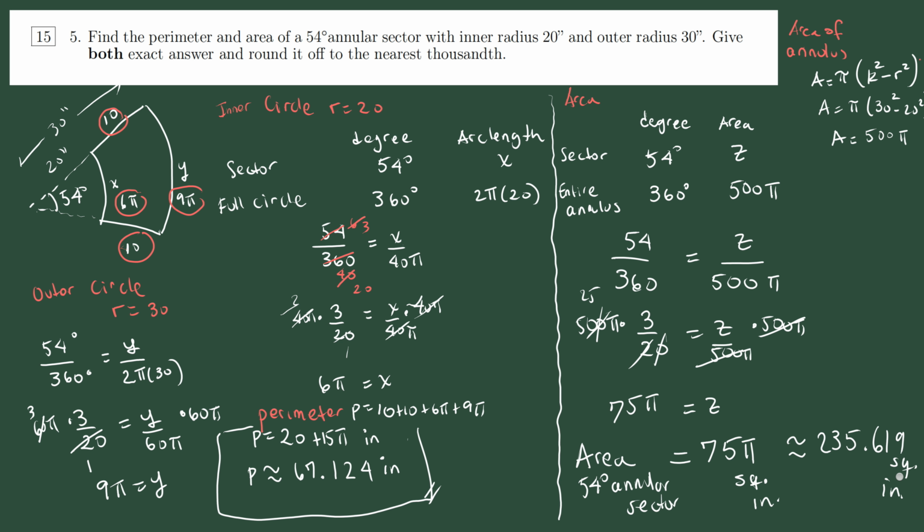So to find the perimeter, we needed to find the arc length, and to find the area, we also needed to find the area of the entire annulus.